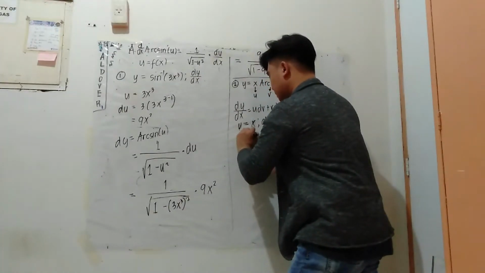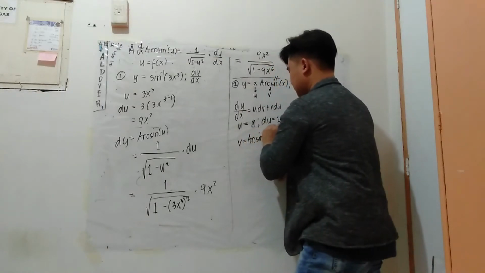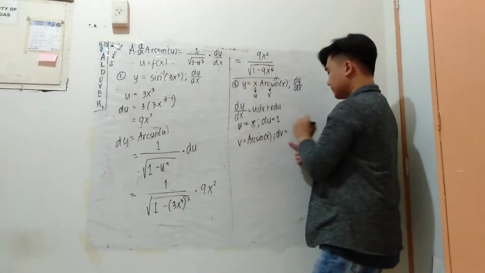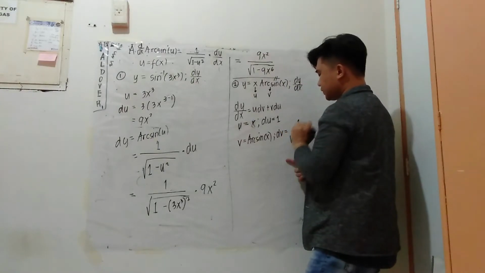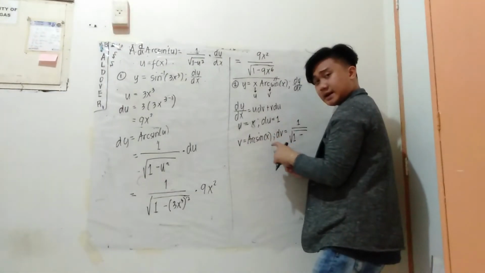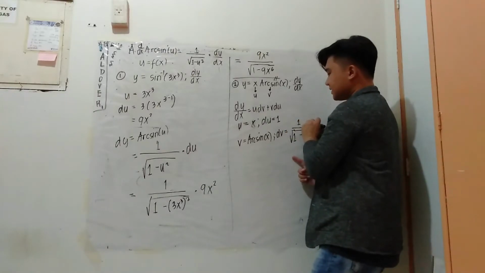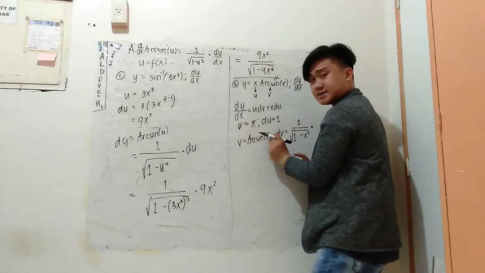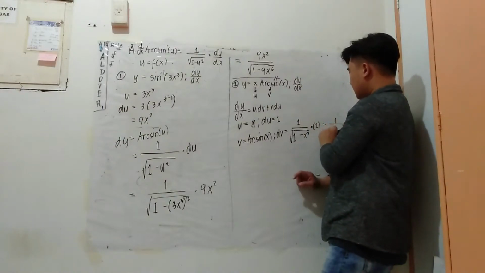V is equals to arcsine of x. Derivative of v with respect to x, edi ito lang po. Okay? So, by formula, that is 1 all over square root of 1 minus u squared. Ang u natin, yung nasa loob ng parenthesis. So, 1 minus x squared times the derivative of u with respect to x, derivative nung nasa loob. Ano po ba ang derivative ng x? 1 lang. So, times 1. So, that is equals to 1 all over square root ng 1 minus x squared.